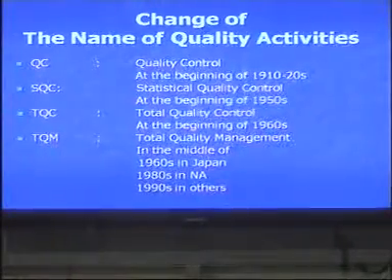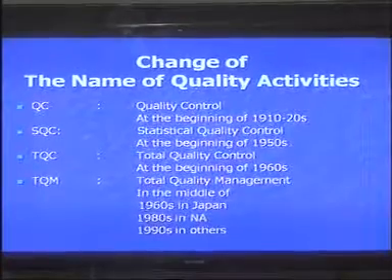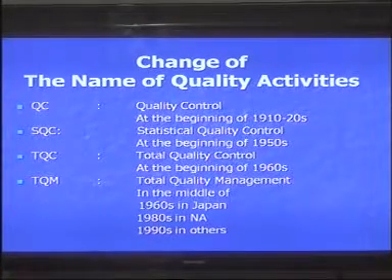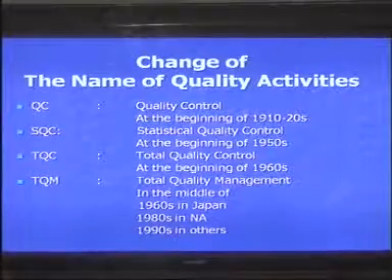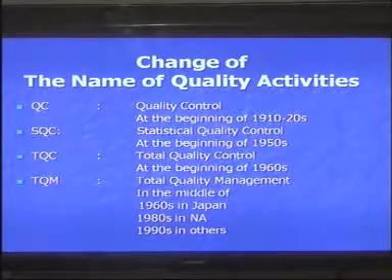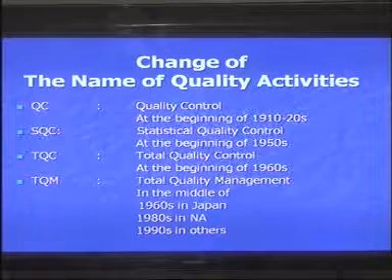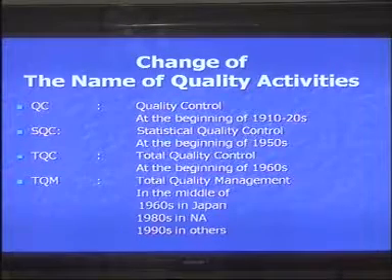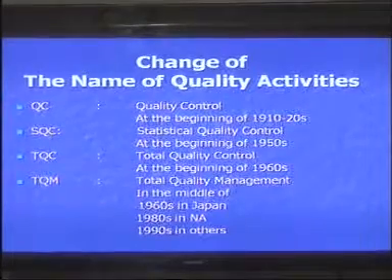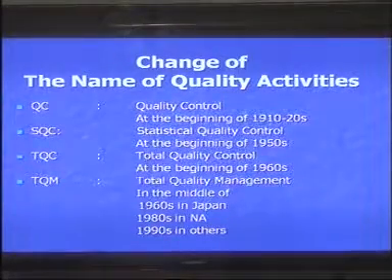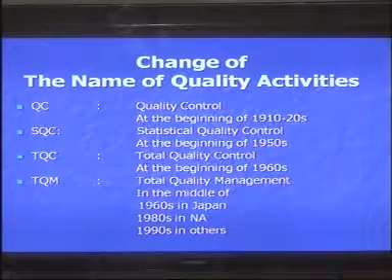Now, the quality activities changed over time. They started from QC, quality control, at the beginning of 1910 to 1920. Statistical quality control at the beginning of the 50s. TQC, total quality control, at the beginning of 1960. And TQM, total quality management, in the middle of the 1960s in Japan, the 80s in North America, and the 90s in other places.